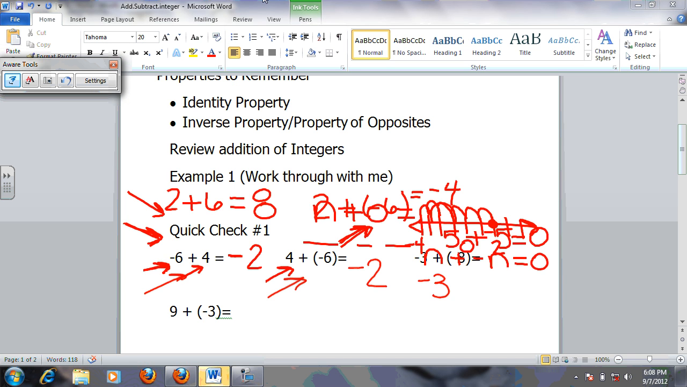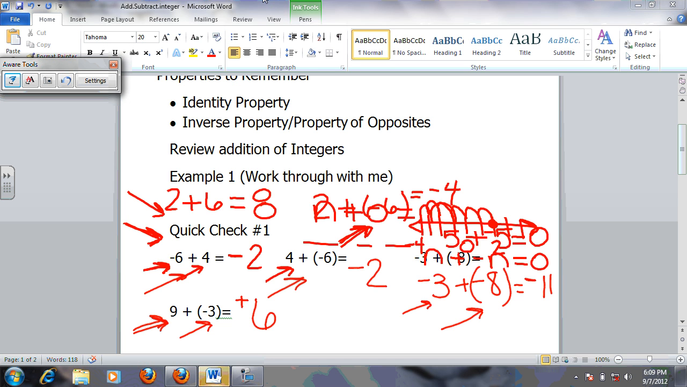Negative 3 plus negative 8. You owe someone $3, you borrow $8 more, you're still owing them money, and now you owe them $11. 9 plus negative 3. You have $9, you spend 3, you still have $6, so positive 6.